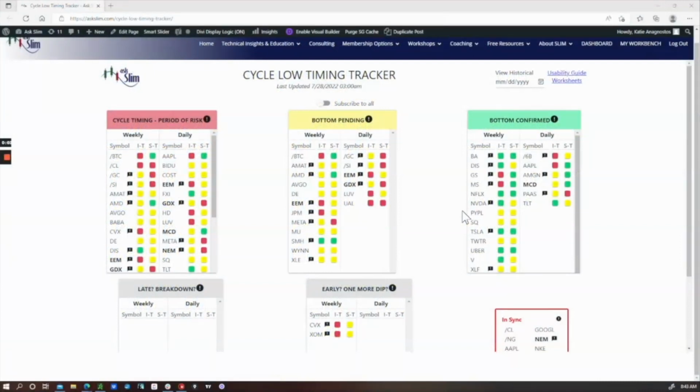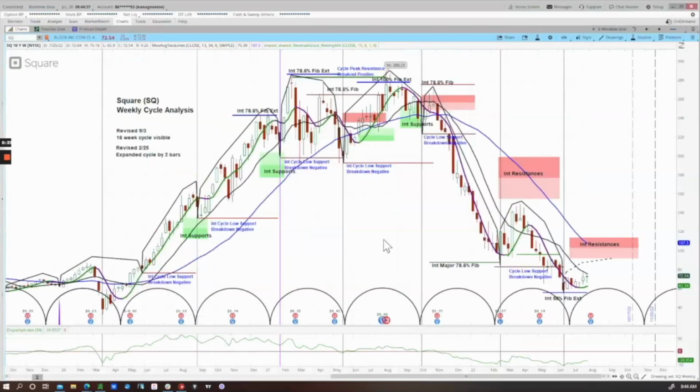This week, the cycle low timing tracker is showing both of the payment processing companies that we follow on our askSlim focus list, PayPal and Square. They are both showing in the bottom confirmed category for the weekly time frame. Now, Square is also showing up in the cycle timing box for the daily time frame. It has a shorter daily cycle than PayPal, so although the analysis is similar for both of these companies, Square is the one we're going to focus on today.